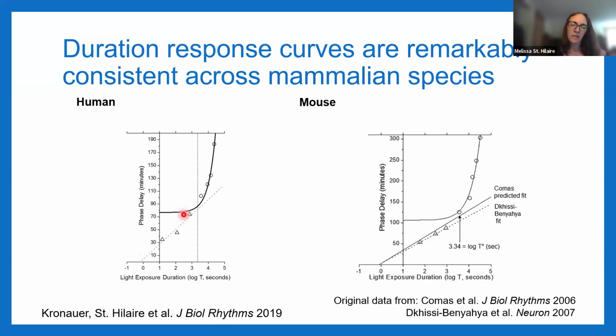But this is just the same data on the previous slide, just replotted in a different way. So basically we have our 15-second, our 2-minute, and our 12-minute data. And then we have our longer light exposures from the original Chang study plotted up here in the circles. And basically what we're just showing is that if you compare the phase resetting by duration in humans to the phase resetting in mouse.